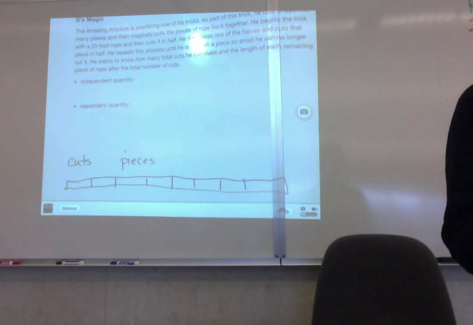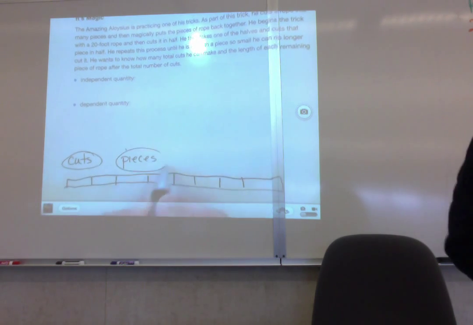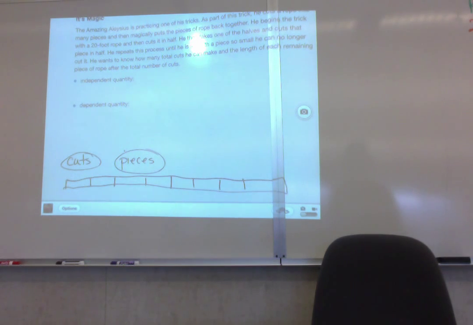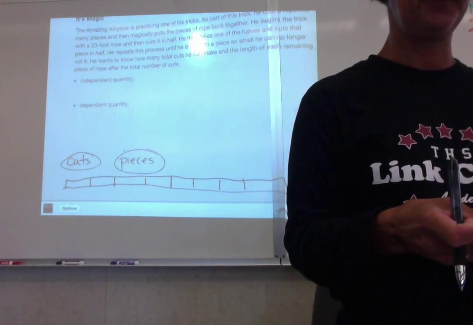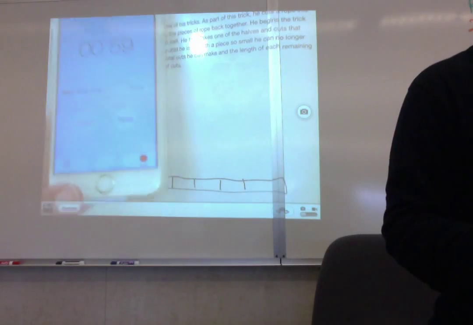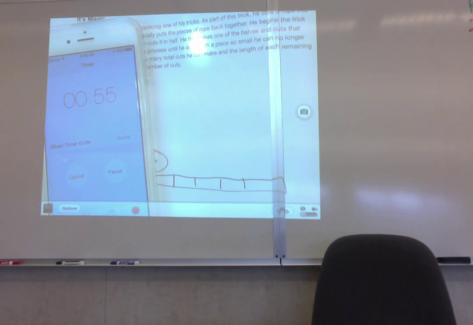All right? Right now at your tables, 1 minute. If cuts and pieces are the two quantities we're comparing here, what's the independent quantity? What's the dependent quantity? Ready? Go. Talk to the people at your table. The pieces. Because the pieces depend on how you cut. One of those is going to go right here, one of those is going to go right there. And there are pieces.